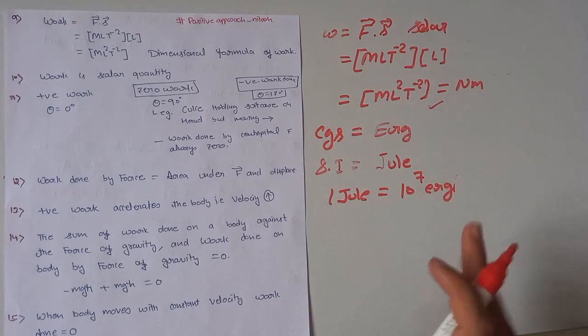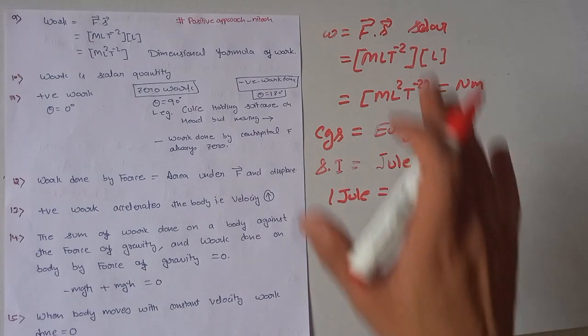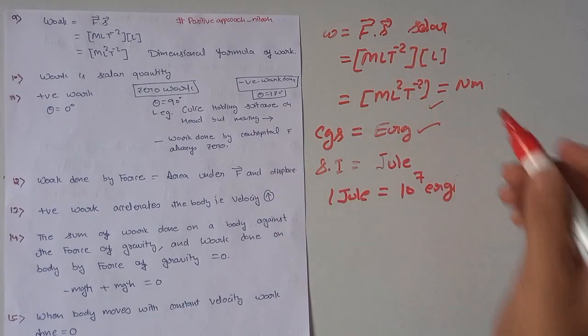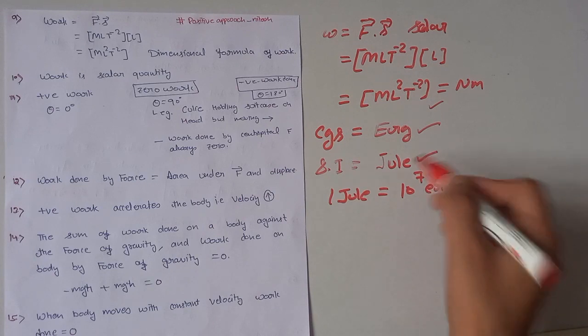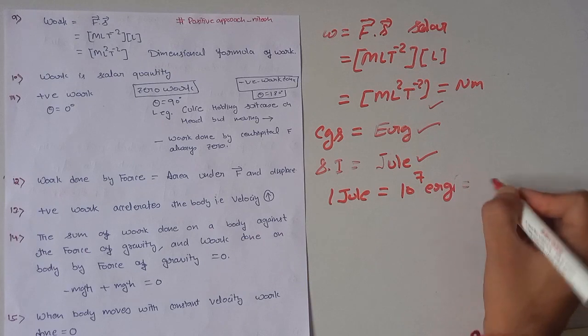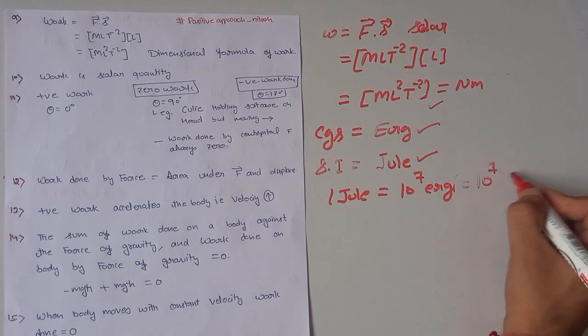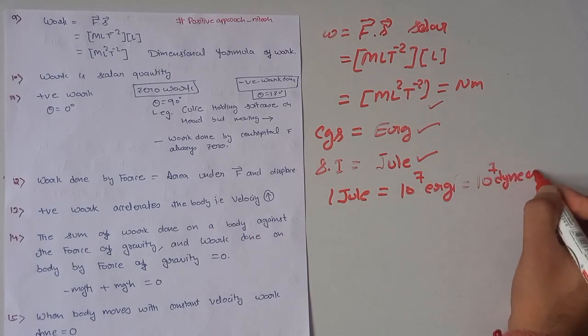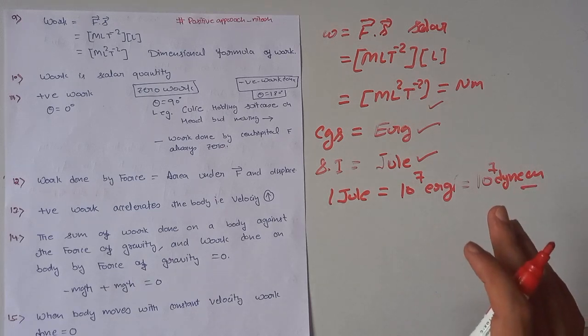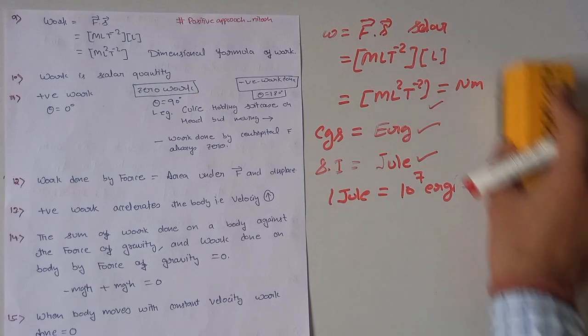We know that work is a scalar quantity. It is the dot product of force and displacement. Its CGS unit is erg, and its SI unit is joule, and 1 joule is equal to 10 raised to power 7 erg, which is also equal to 10 raised to power 7 dyne centimeter. I hope this is clear to you.